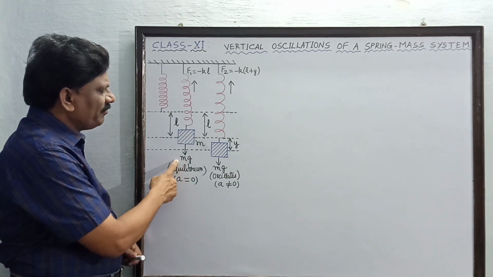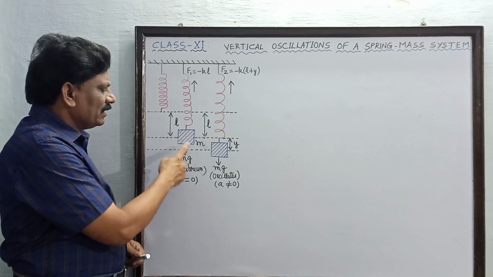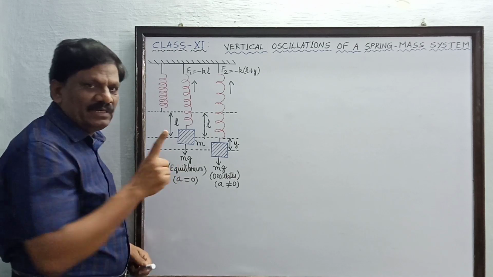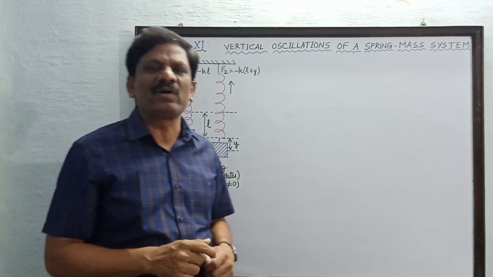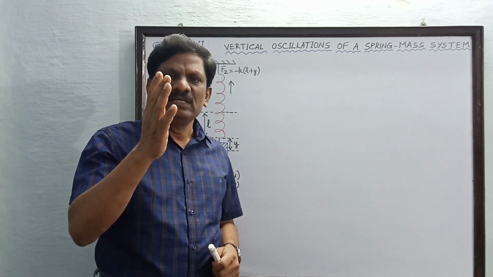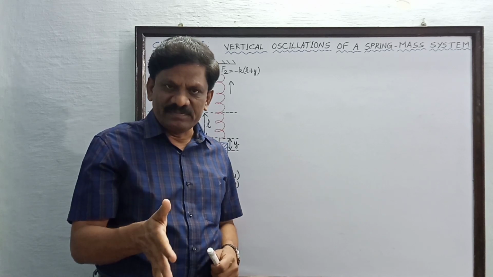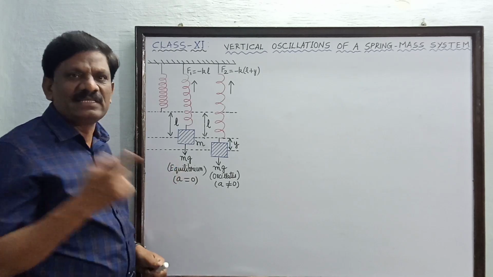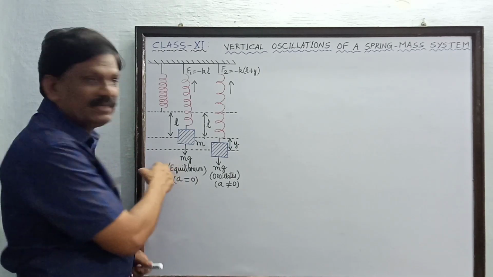The weight of the wooden block corresponding to a mass M is mg. In which direction is the weight of the wooden block acting? It is in the vertically downward direction. That is the force. Okay, force acting in the vertically downward direction is the weight of the block, mg.